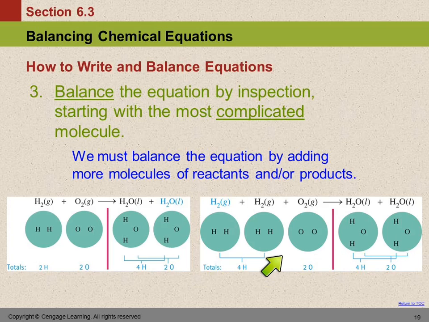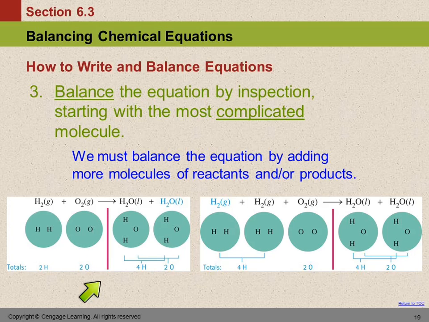So we had 2 oxygens on the left and originally only 1 on the right. If we put another water molecule in there, now we've got 2 oxygens, and that balances the 2 over here. But now we created another problem.